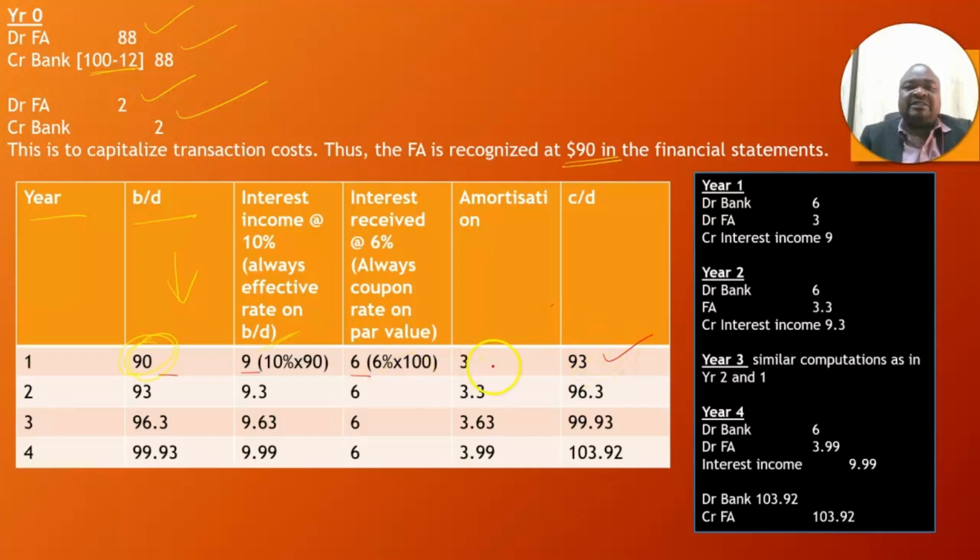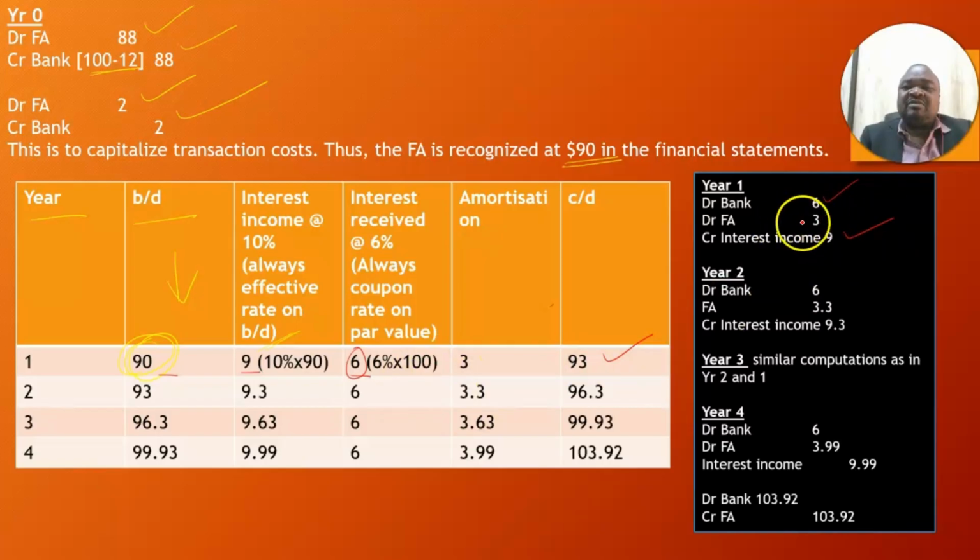All right. So for example, in year one, we debit bank with the 6 million which was received, and we also debit the financial asset with 3 million. Interest income was 9 million.